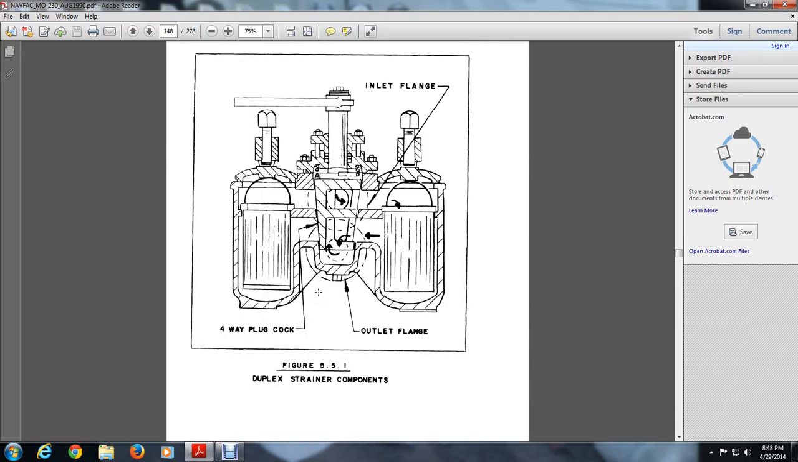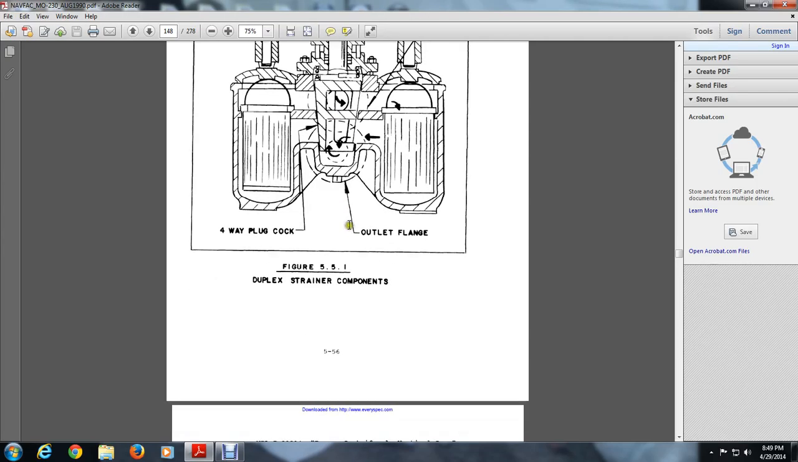Here you see what is known as the strainer components. You get your inlet flange, your outlet flange, and your four-way plug cock. It's basically the rotation through the filters or through the pumps. It's the strainers. Your outlet flange, your four-way plug cock, and your inlet flange.